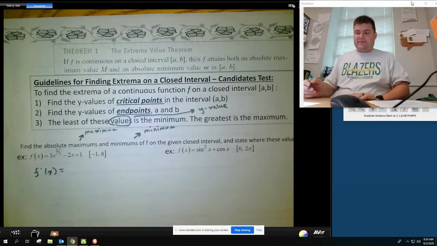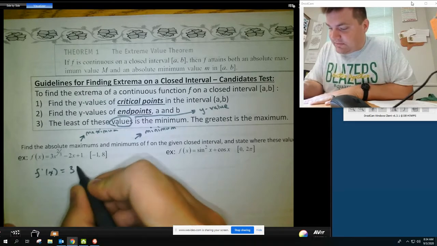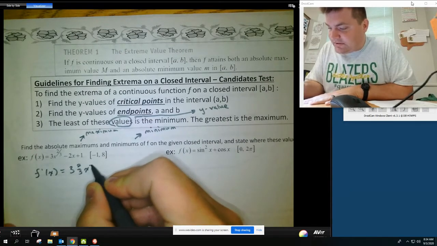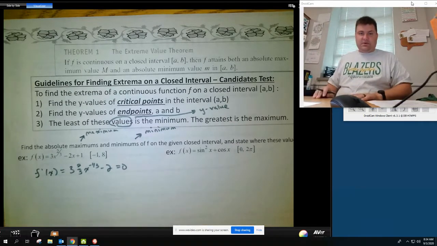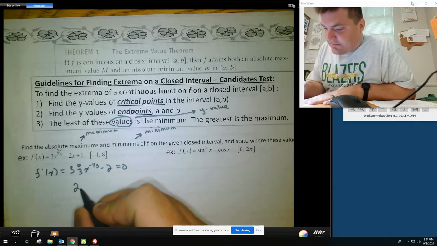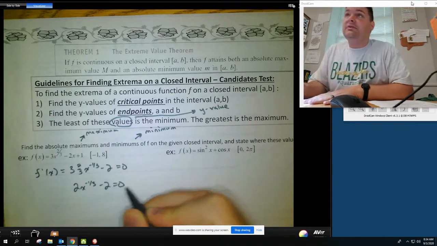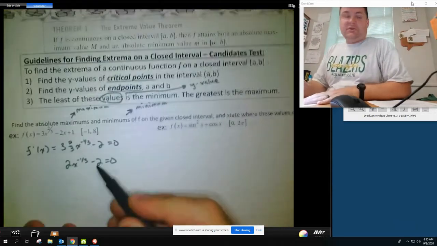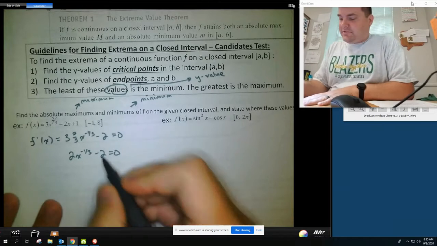So what is f prime? Well, let's go ahead and go through this problem. We're going to get 3 times 2/3 x to the -1/3 minus 2. And we're going to set that equal to 0. Do a little bit of cleaning up here. We're going to get 2 x to the -1/3 minus 2 equals 0. Okay, so what we're going to do is set this equal to 0. So we need to solve for this x value.